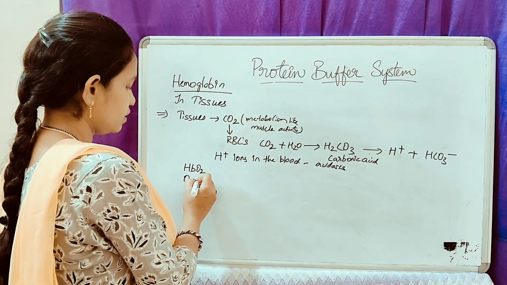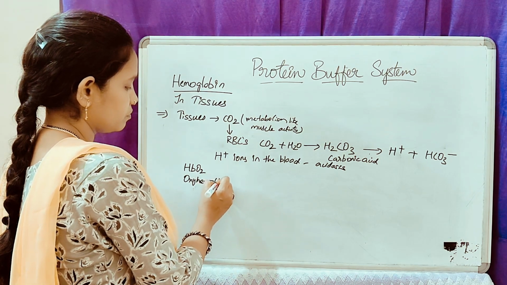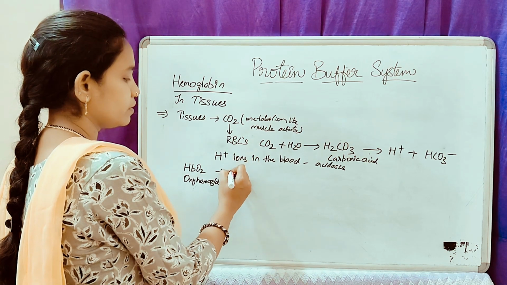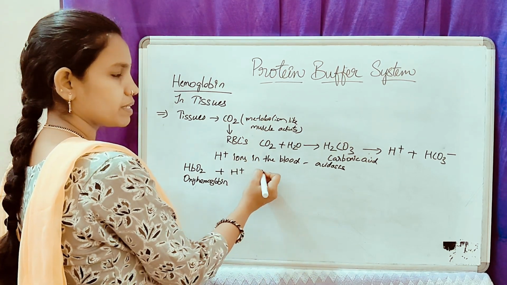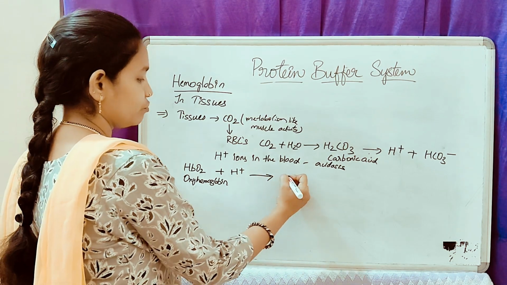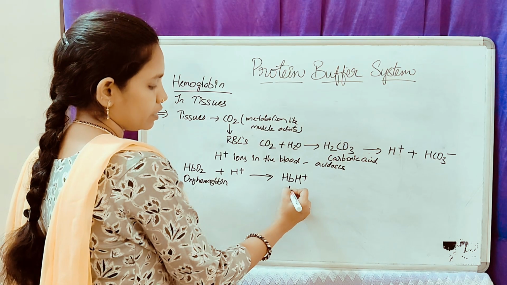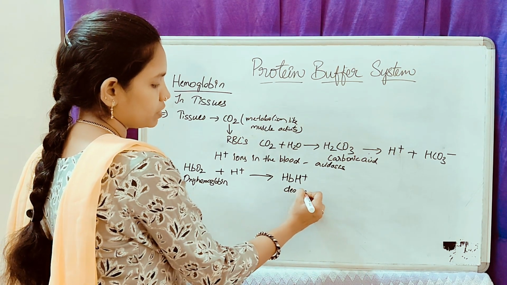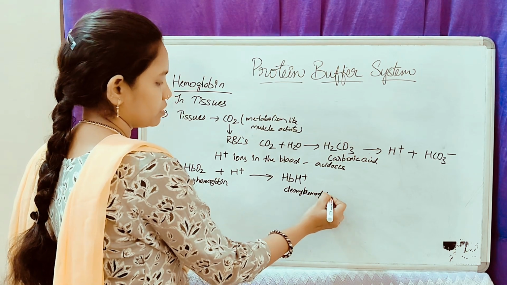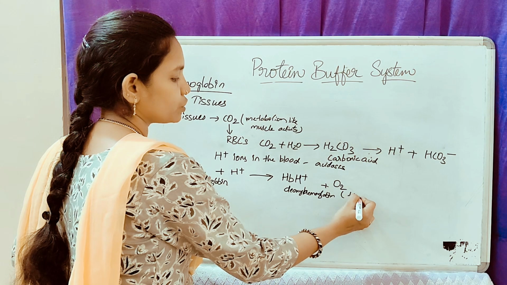So here hemoglobin binds the extra H plus ions which are present in the blood, and it forms deoxyhemoglobin, and it releases oxygen into the tissues.